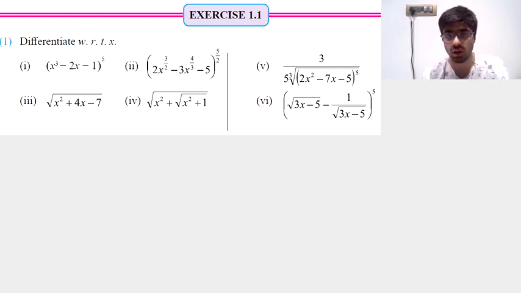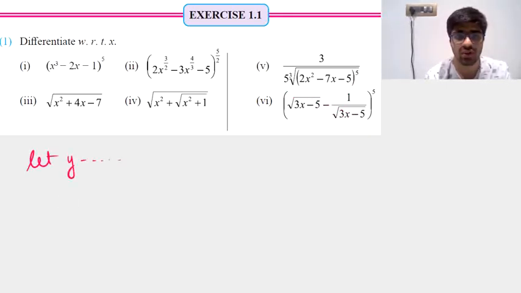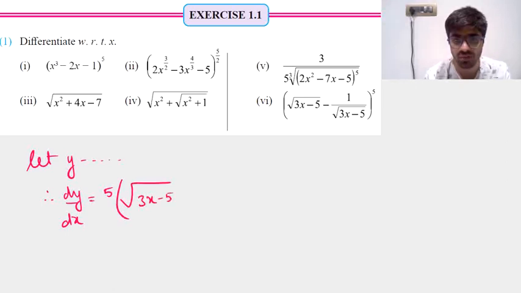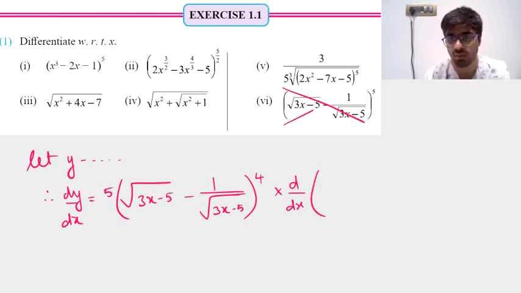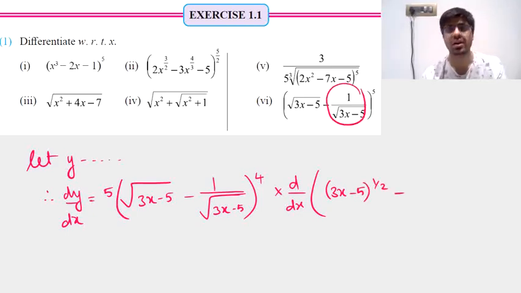Let's continue with the sixth one, where again we have a bracket of the type x power n, and if we say let y be the given function, then dy by dx, that's going to be 5 times root over 3x minus 5 minus 1 upon root over 3x minus 5, the whole raised to 5 minus 1, which is 4. Further multiply it with d by dx of whatever came in place of x, that is root over 3x minus 5. Treat that as 3x minus 5 the whole power half minus this entire thing, and that thing can be treated as 3x minus 5 the whole power minus half.